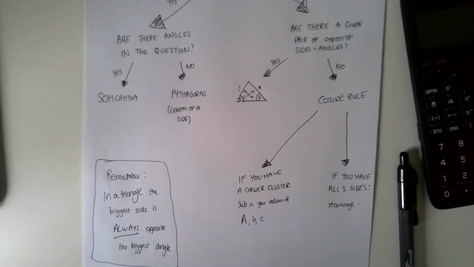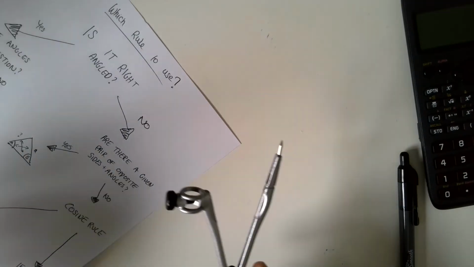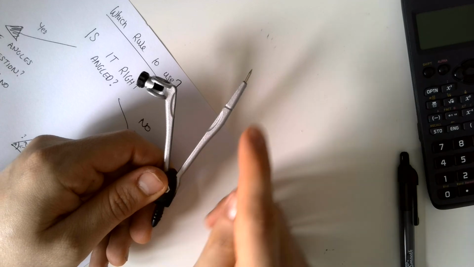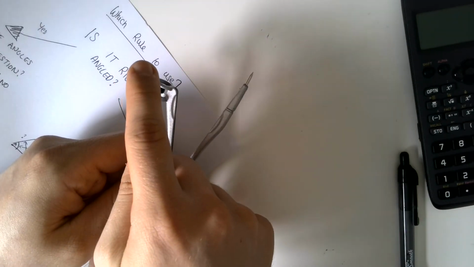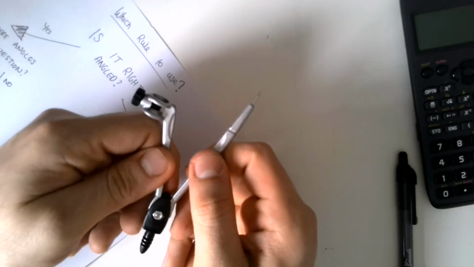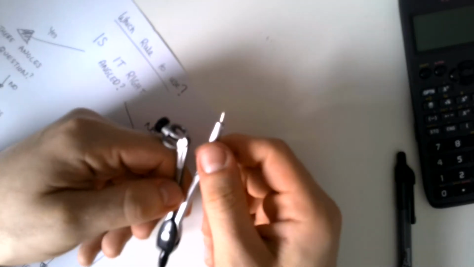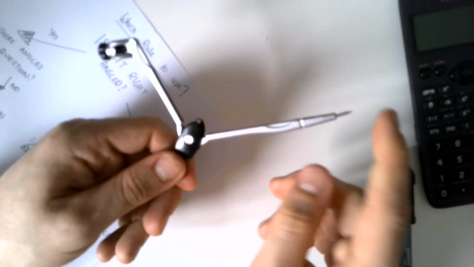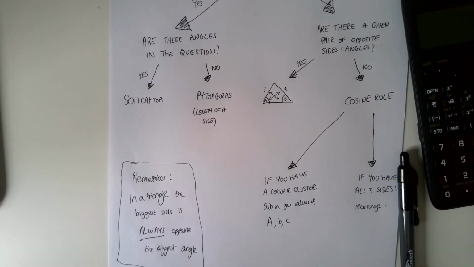The visualization I would always use is a pair of compasses. If you imagine the triangle that is formed by the end of this compass, the end of this leg with this point here, the shorter the distance between them, the smaller the angle. If you've got quite a big distance, you're going to have a bigger angle. So that is just a nice little way of checking if your answer makes sense.